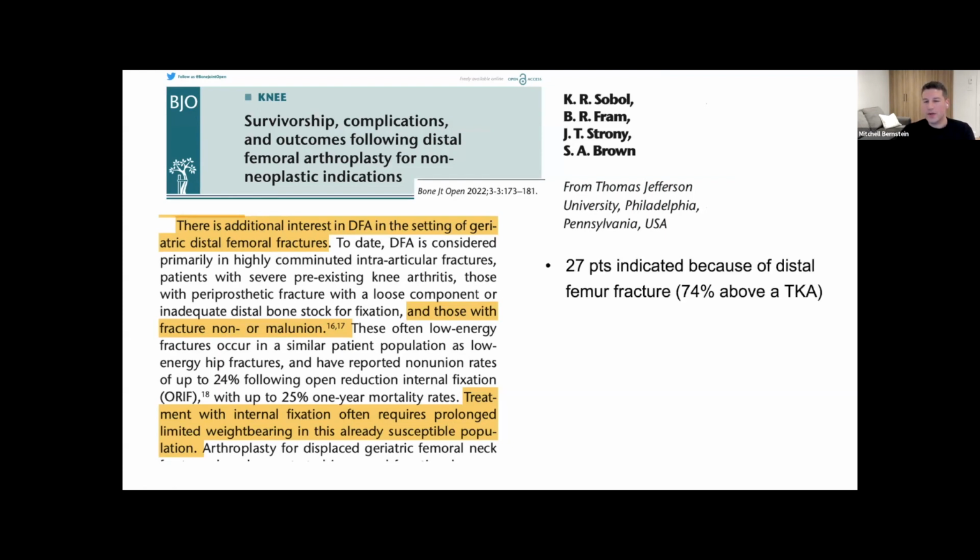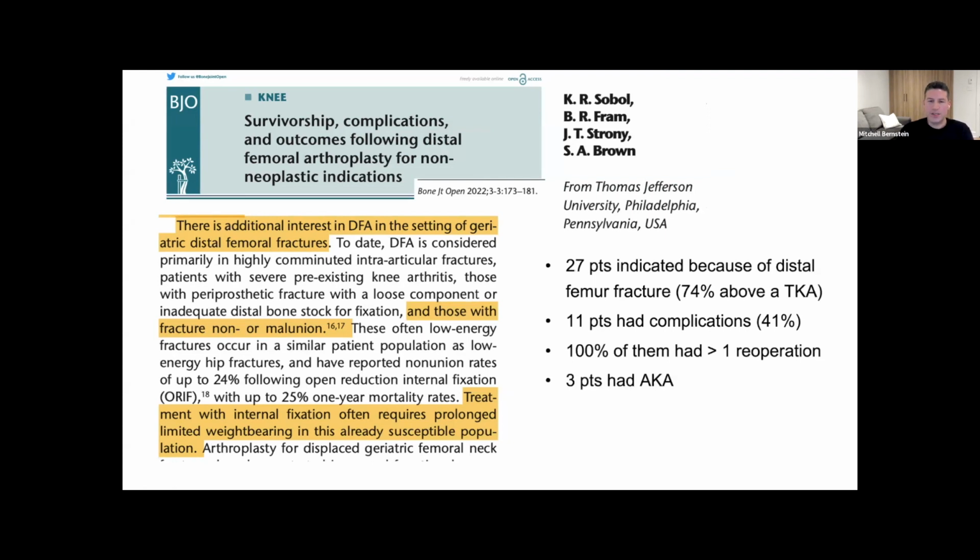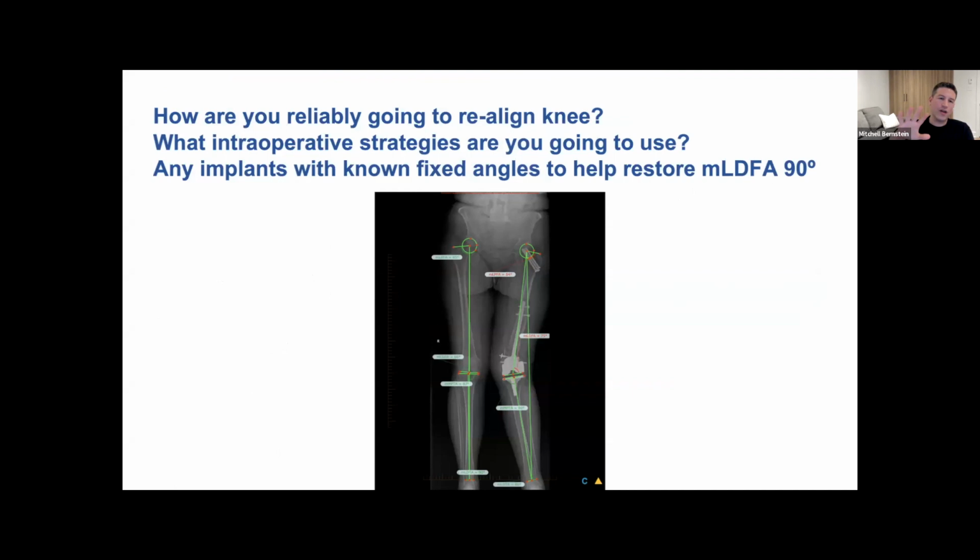So 27 patients in their study, 74% above a total knee, 41% complications, 100% had reoperation, and 3 had an above knee amputation. Just to give some of the complication spectrum with a distal femur replacement. And I try not to be arrogant to say, as trauma surgeons, we're so good at getting these non-unions to heal, but I thought, let me give it one go with redo ORIF and see if I can get it done well.